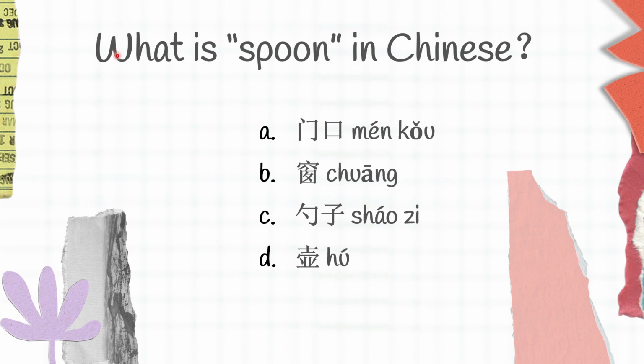The next question is, what is spoon in Chinese? We have A, 门口, B, 窗, C, 勺子, D, 壶. So let's try to guess first. Menkou is door, 窗 is window, 勺子 is spoon, 壶 is kettle. So the right answer for this question is C, 勺子.